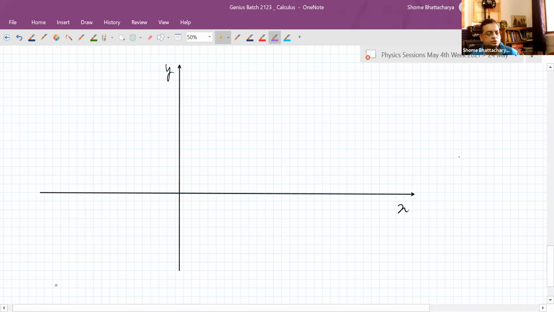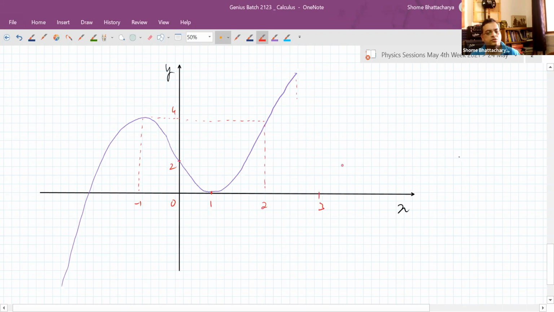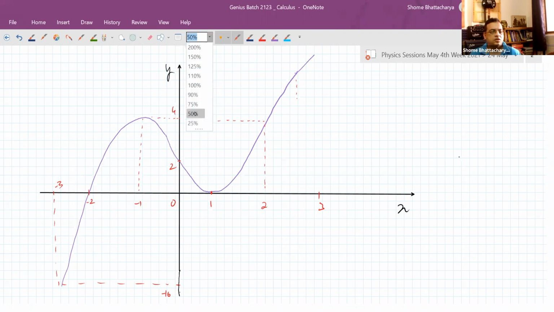So let me first draw the graph and then put the values. So it seems to be doing something like this, the graph, where this point is 1. This point is minus 1. This is 2. This is 4. This is 2. At 3, it was going much beyond. So, for example, this was minus 2. And at minus 3, the value was minus 16 or something. So something like this.